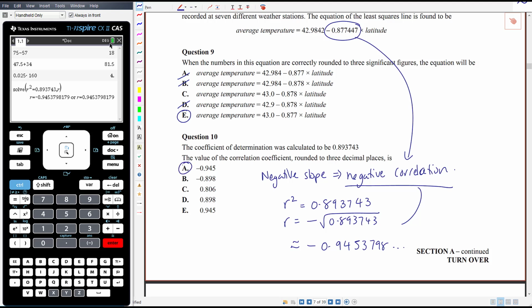So straight away, again, without much thought, negative slope means negative correlation. You're straight away down to a choice between A and B. Even if you don't know how to find the correlation coefficient from what you have there, you should be able to look to narrow it down.